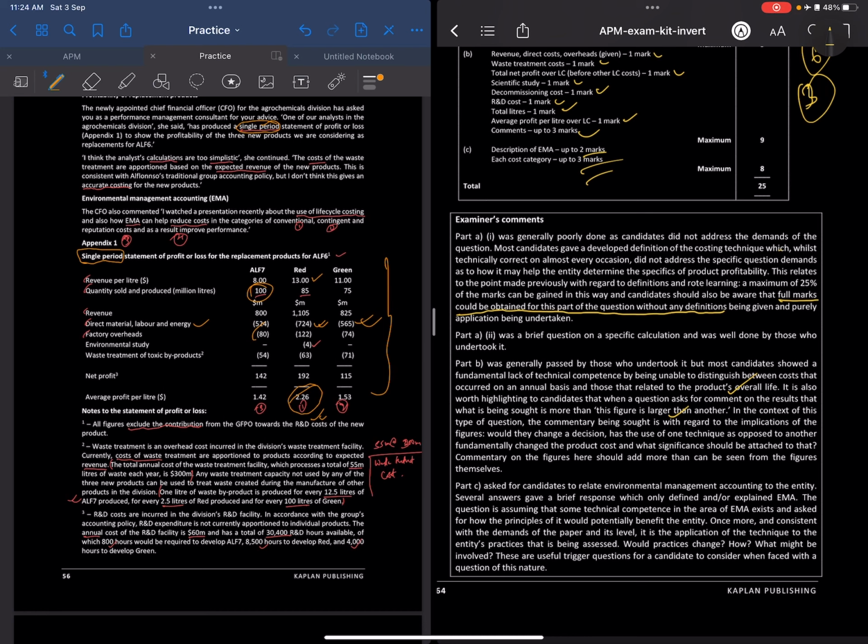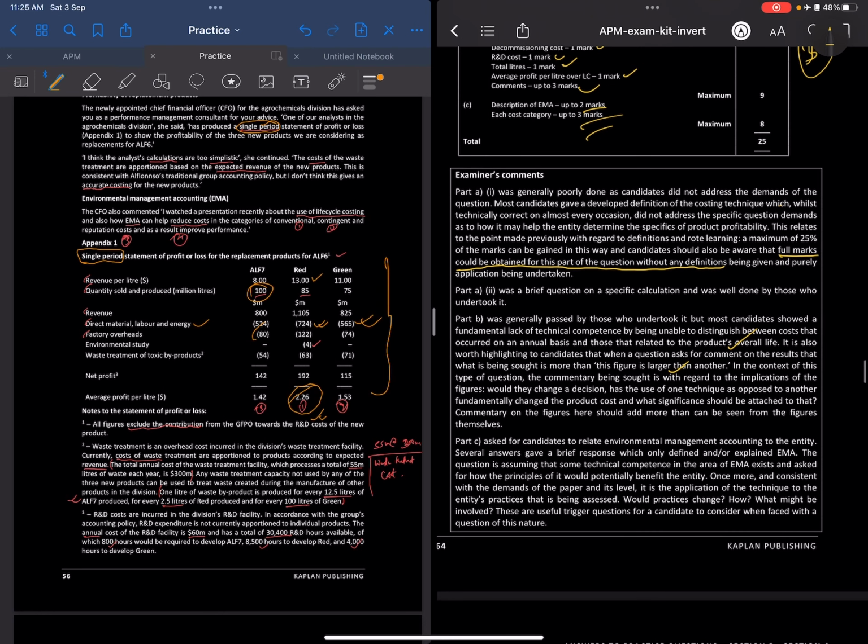So in the context of this type of question, commentary is with regard to implications of the figure. Would they change a decision? Has one of the techniques as opposed to another fundamentally changed the product cost, right? So comparing between the current single period costing versus life cycle costing, right? That's what they are saying. Would they have made different decisions based on that, right? What significance is attached? So your commentary on the figure here should add more than can be seen from the figures themselves. Otherwise we could have simply said it, like anyone, right?